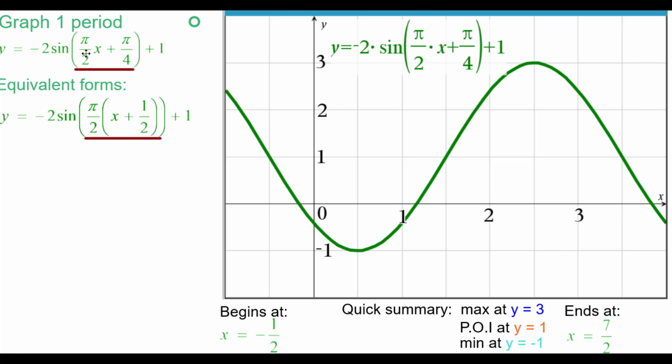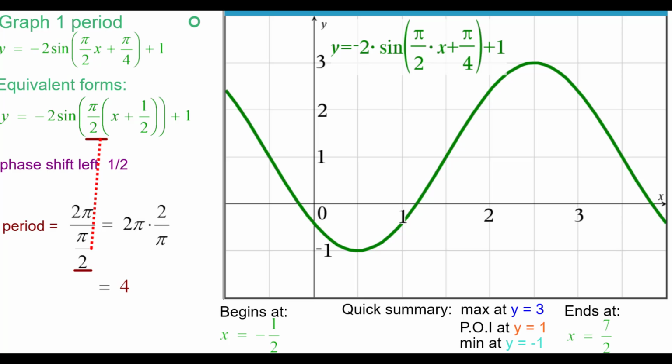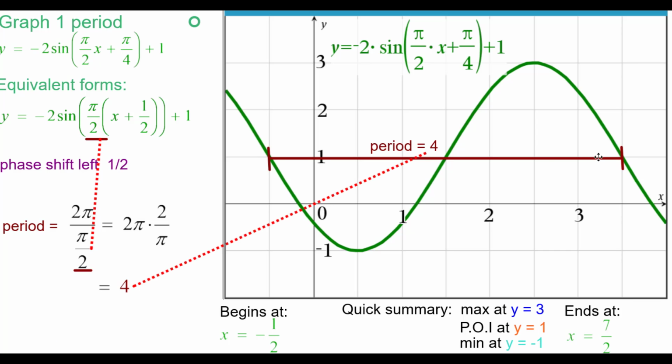Equivalent forms, we could factor out the pi/2 inside the argument there, and from that we can see that we have a phase shift left of 1/2, and we can see that happens right here at negative 1/2. The graph's sine starts here, but remember it's upside down, so to speak, because of the negative. The period is 2 pi divided by this pi/2, and that period is 4, and we can see that from this starting point to this ending point, that is 4 units, so it double checks there. Pause as needed.